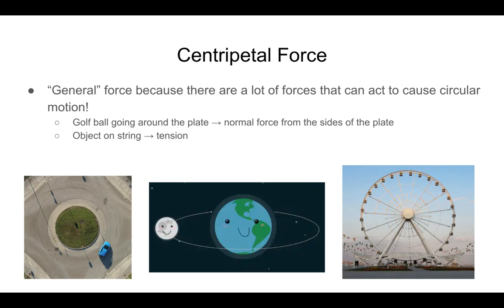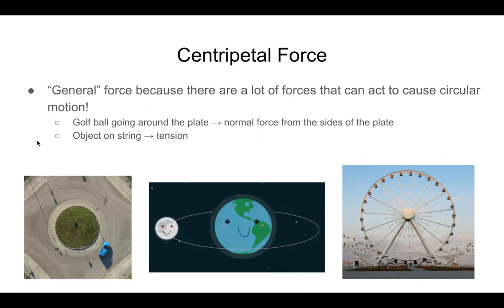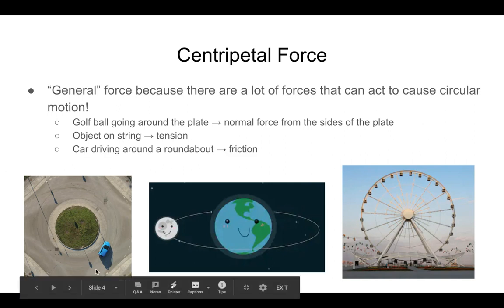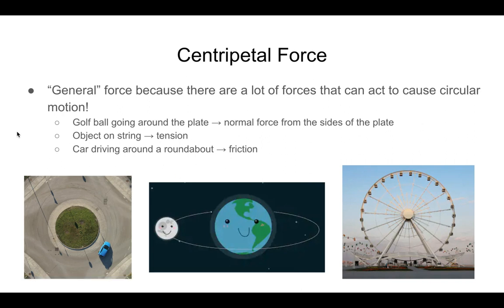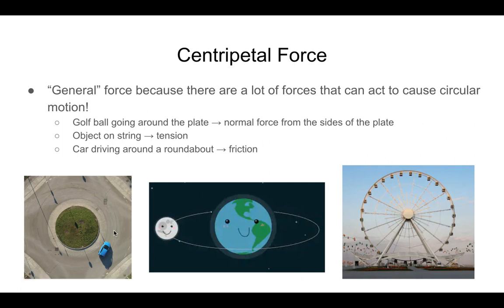Also, if we have this figure down here, we can see that there's a car going around in circular motion. The force that's actually causing that motion would be friction, because if you picture this car on ice or something like that, it would just slide right off the road. So friction has to be present in order to keep that car going in a circle. Another example, in this figure right here, we have the moon going around the earth. That would be the force of gravity making that moon orbit the earth.